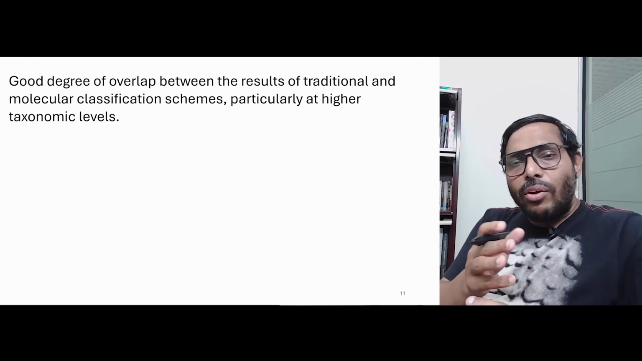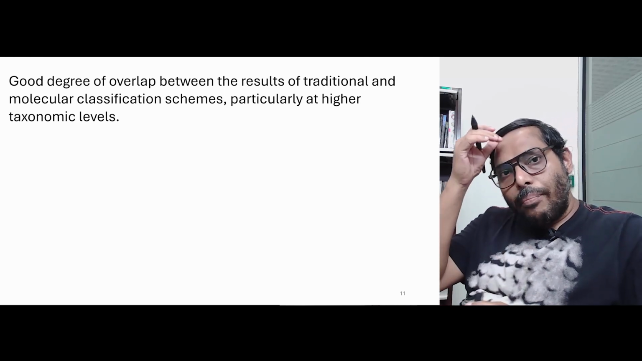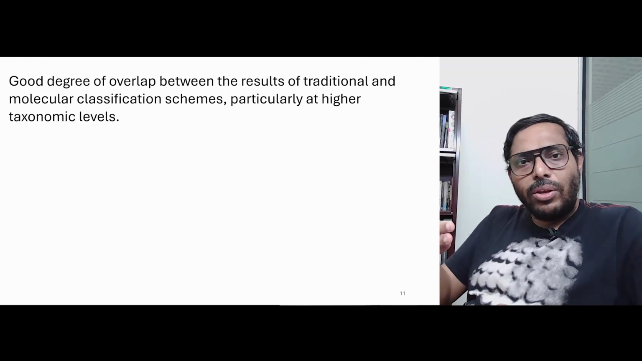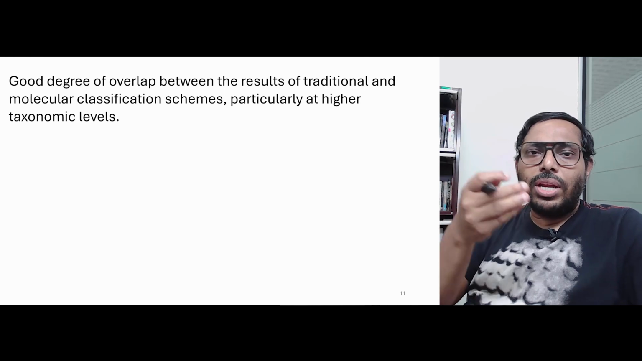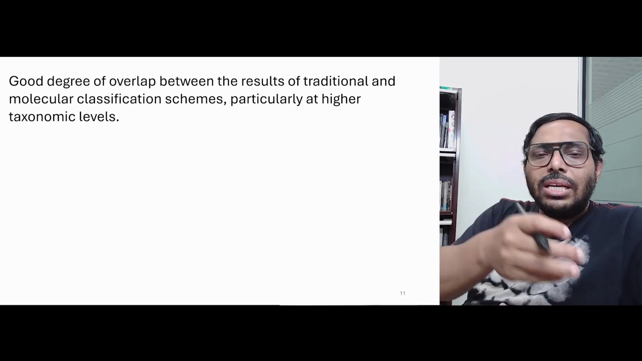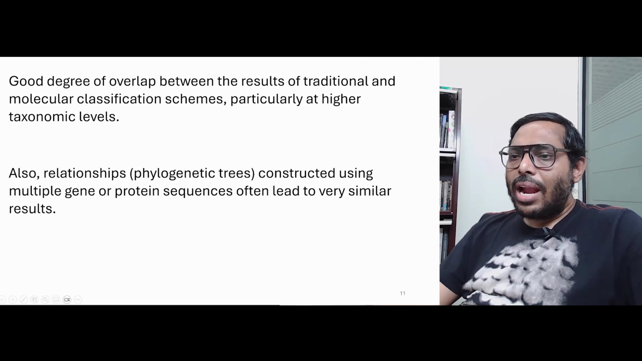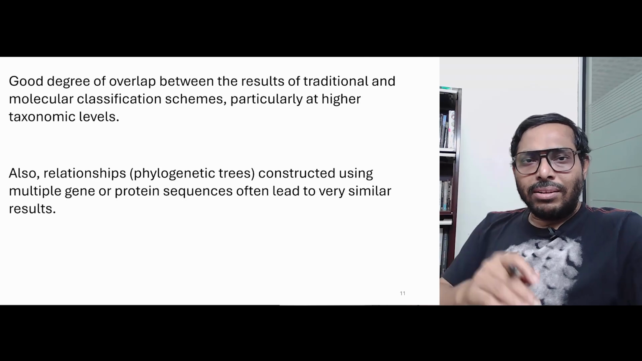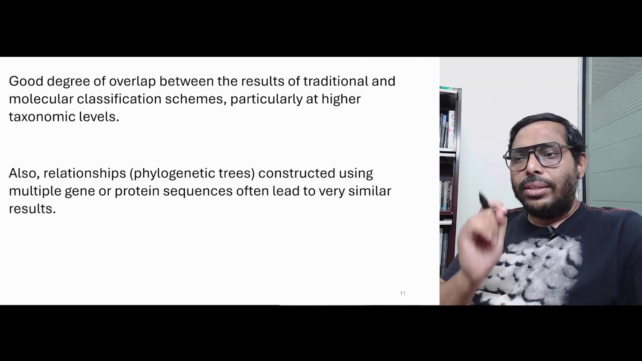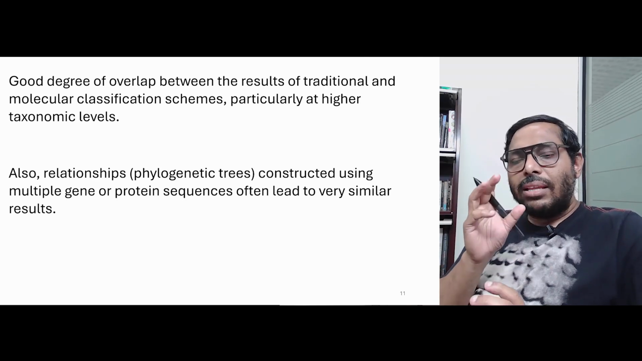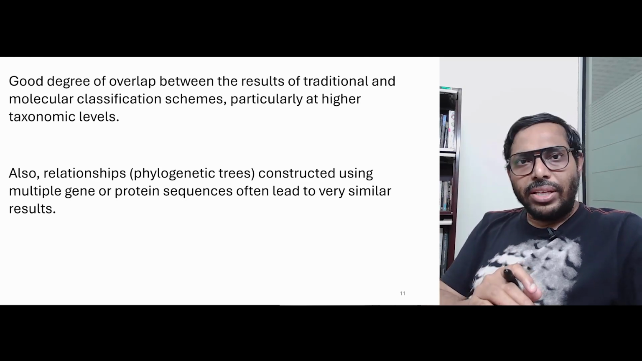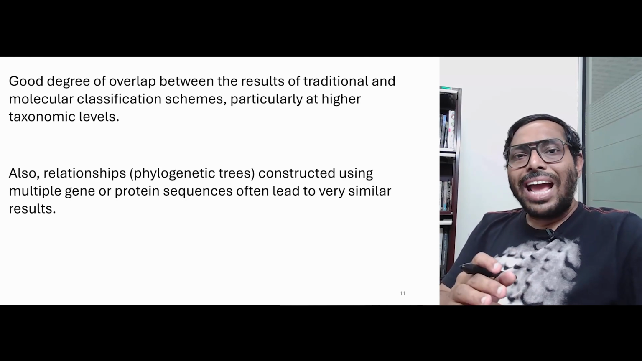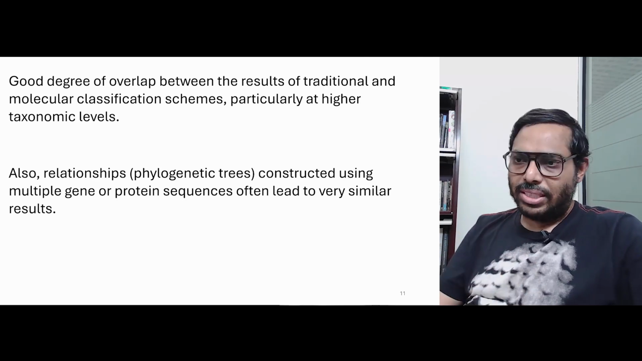Hence, a better way of comparison is actually to compare trees that have been made based on one kind of molecule with, let us say, another kind of molecule. So, let us say protein A, compare it with protein B, or gene A, compare it with gene B. And again, just to give you the spoiler straight away, even when you do it this way, it turns out that the relationships, also technically known as phylogenetic trees, that you construct using multiple genes or multiple proteins, more often than not actually lead to extremely similar results.